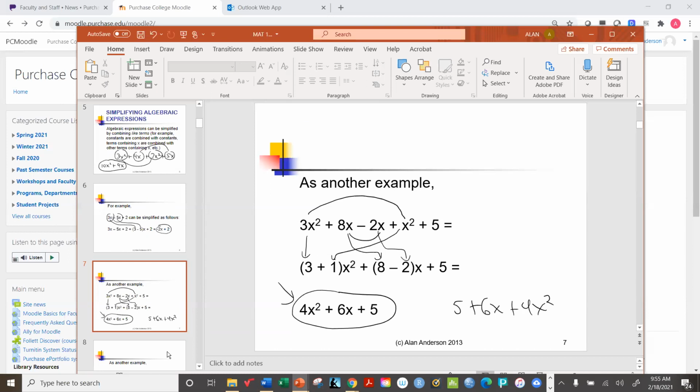All right. So let's see if there's any more examples of this. Of course, as we know, more practice is always better.